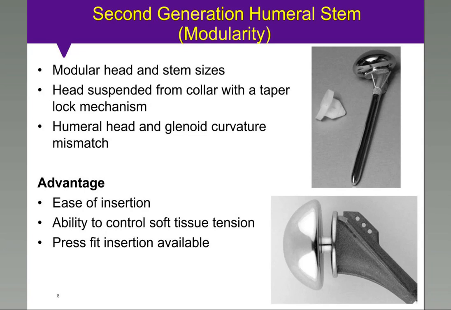The concept of modularity was incorporated in second-generation humeral stems with modular head and stem sizes. This resulted in multiple sizes for the head and stem, allowing the surgeons to mix and match. The head was suspended from the collar with a taper lock mechanism. Although the second-generation stems had advantages compared to the first one, even with the second-generation stems, it was difficult to recreate the proximal humerus anatomy in certain cases.